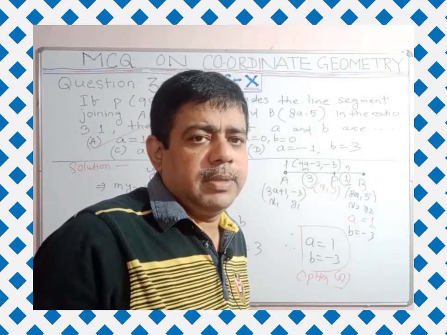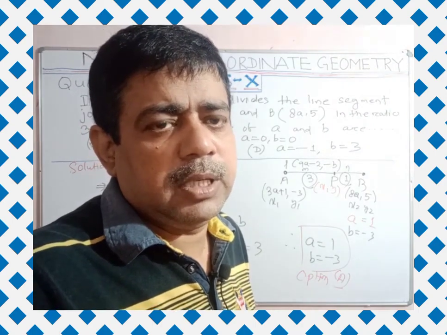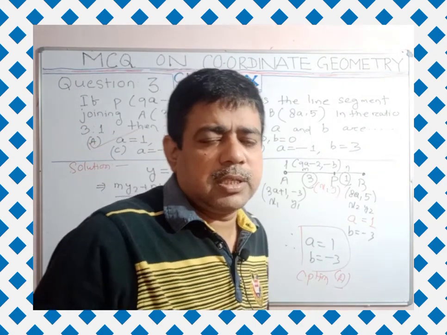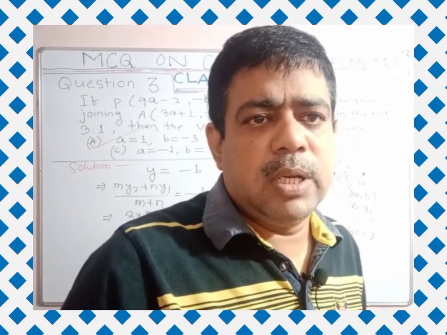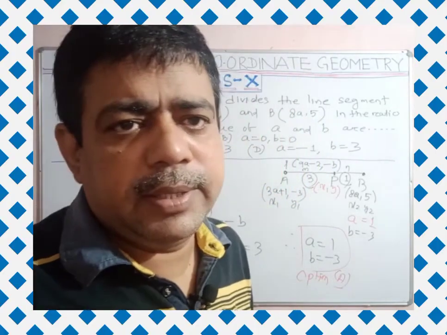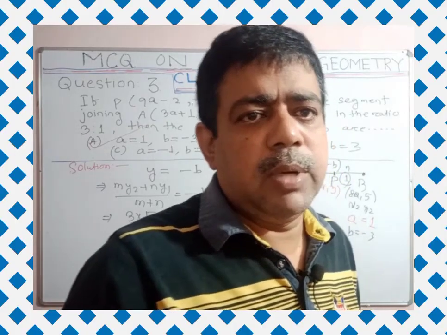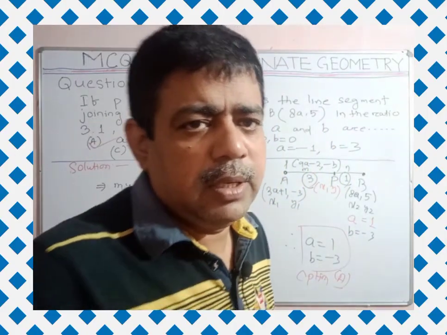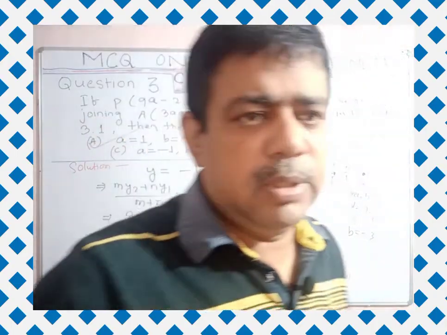So here we solve this. We find the values of A and B using the internal section formula. And you know the internal section formula: the x coordinate of the point P, which divides the line segment AB in the ratio 3:1, is mx2 plus nx1 by m plus n, and the y coordinate is my2 plus ny1 divided by m plus n. This is a very important formula, all of you remember. Okay, understand?